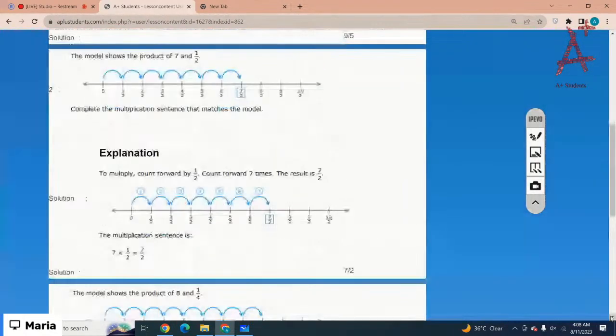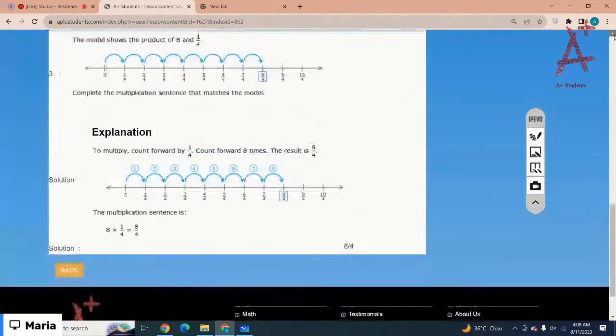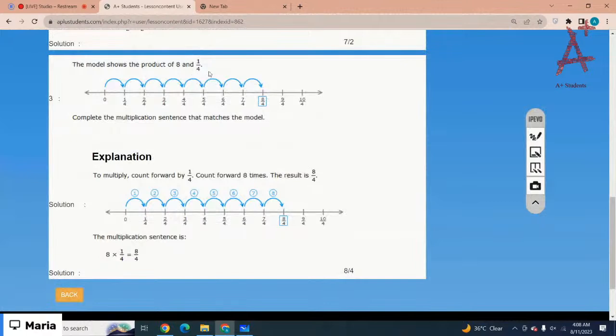Okay, the next one: the model shows the product of 8 and 1 over 4. Just look here. You have 1, 2, 3, 4, 5, 6, 7, 8. You have 8 arrows and you end up on 8 over 4. That means 8 times 1 by 4 equals 8 over 4.